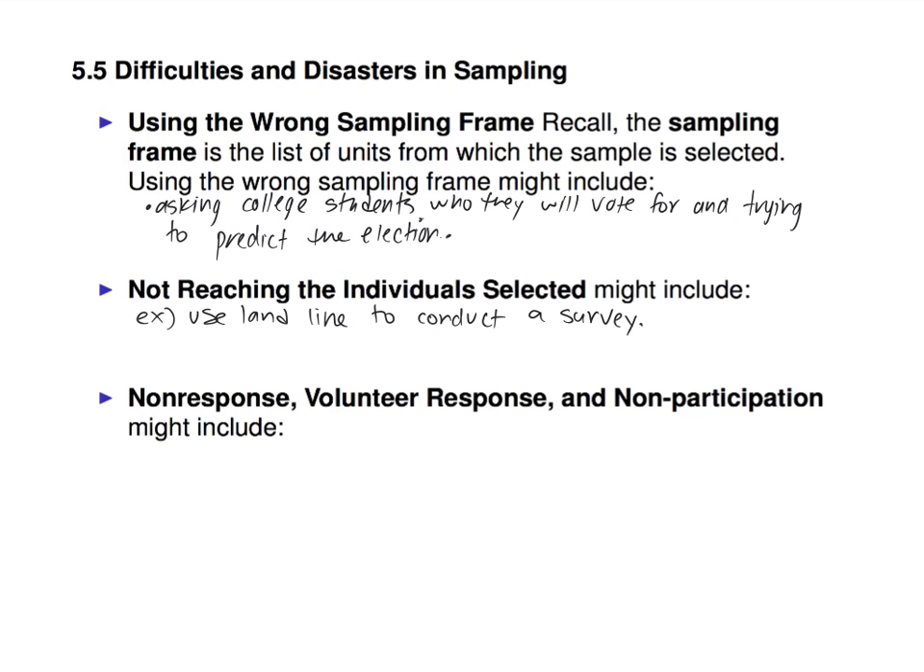So, that's one problem with landlines. You might get a disproportionate amount of older people if you do that kind of sample.